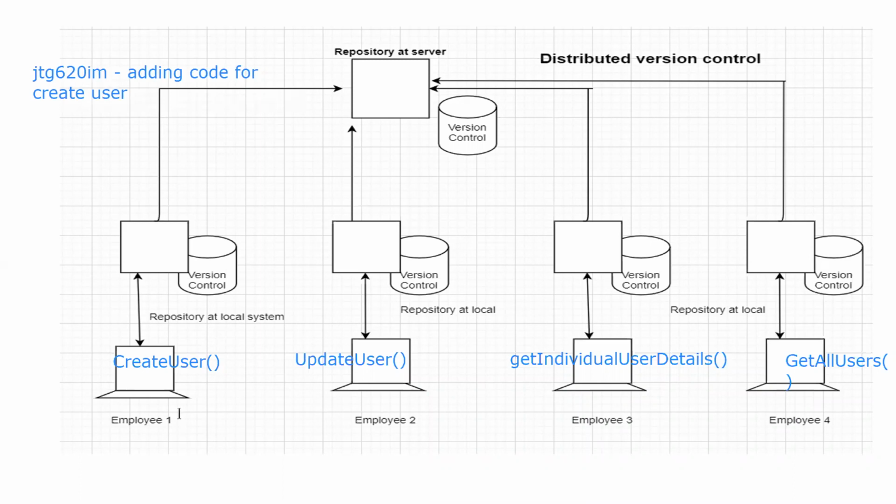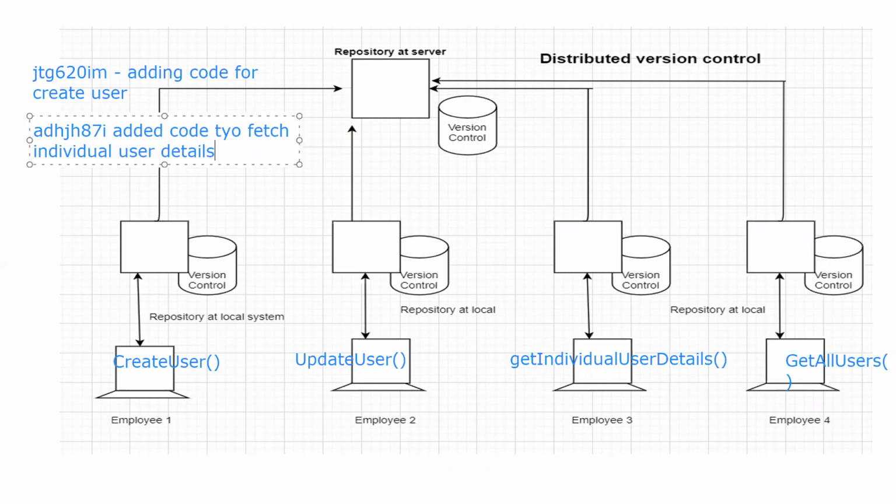This guy has added this. Then there is user three, this employee three, who has written the get individual user details method, right? Once this user commits, again one more ID will get generated. That ID can be anything generated like this, and this guy will add a comment like added code to fetch individual user details. Like that.